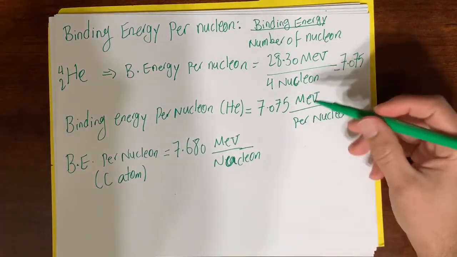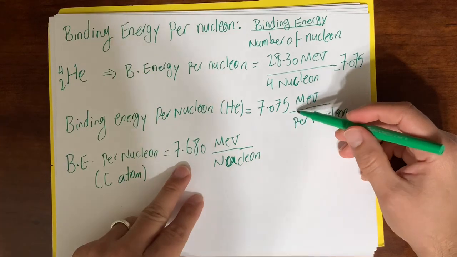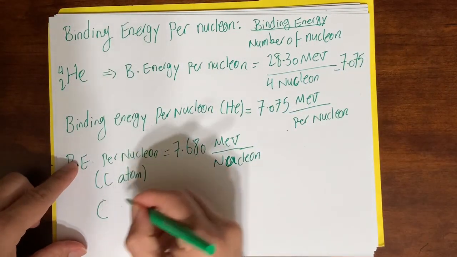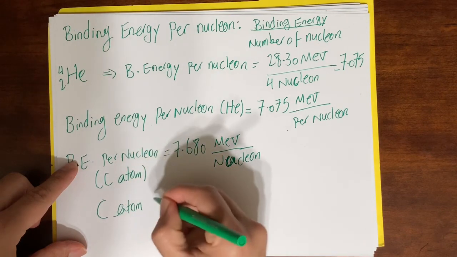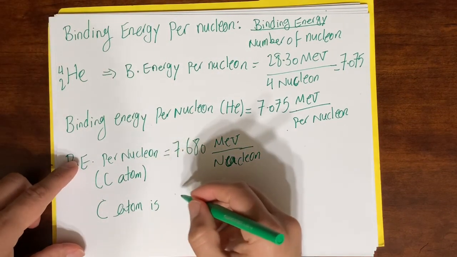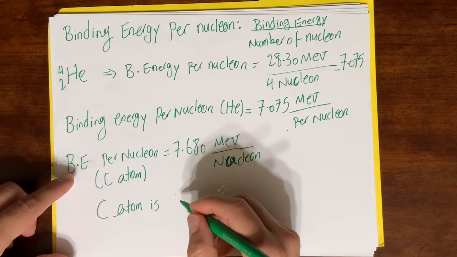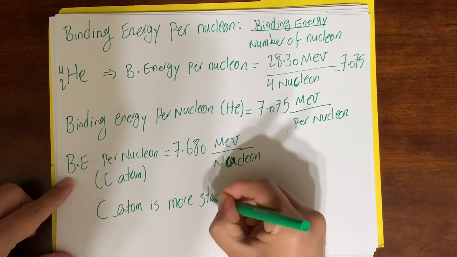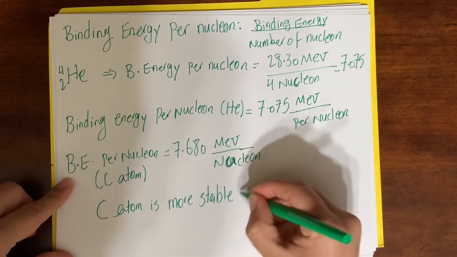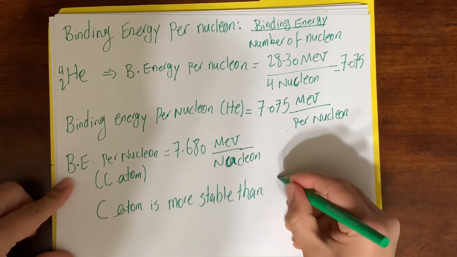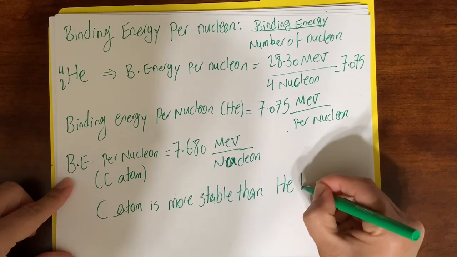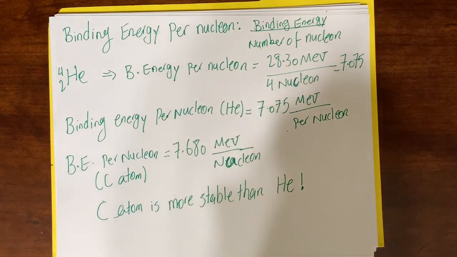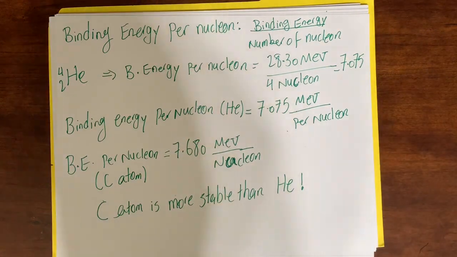When you compare them, you see for carbon the number is bigger. Because it's bigger, that means the carbon atom is more stable than helium. So carbon stays as it is, but helium can get converted to something else.